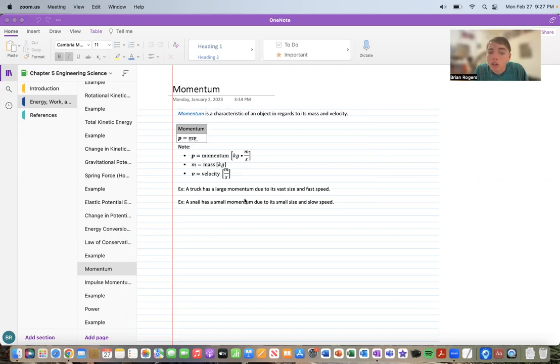And so a larger momentum could be like a truck. A truck has a very large mass. And so this truck right here has a larger momentum because when it's traveling at a fast speed, it's going to be harder for it to stop. But for a small car, it's going to have a lot smaller momentum because it is traveling at a slower speed and it is greatly reduced in size. So we're going to see here that it has a smaller momentum because it has a smaller mass and a smaller velocity.